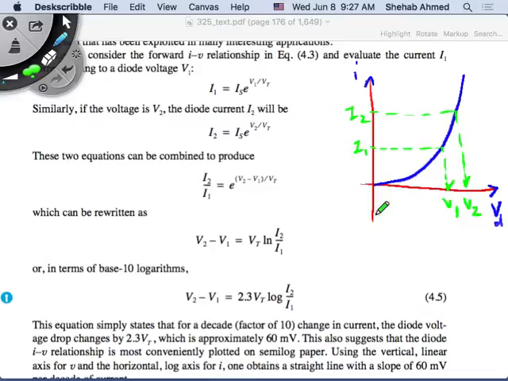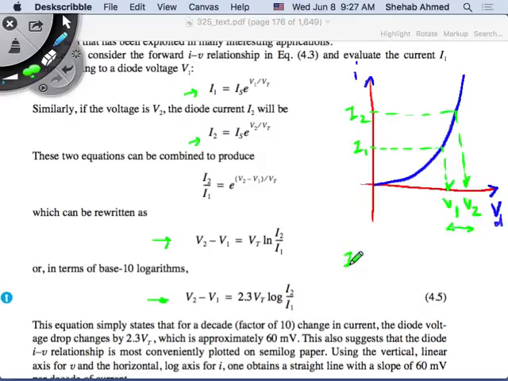If I make the ratio between them, so I have this equation and I have this equation, I will write them as a ratio. If I write them as a ratio and I use the same idea of taking the natural log on both sides or taking the log base 10 on both sides, I can write this equation or this equation. Do we agree? So if that is the case, I have something interesting here. V2 minus V1, the difference in this voltage, is equal to 2.3 Vt log of I2 over I1.